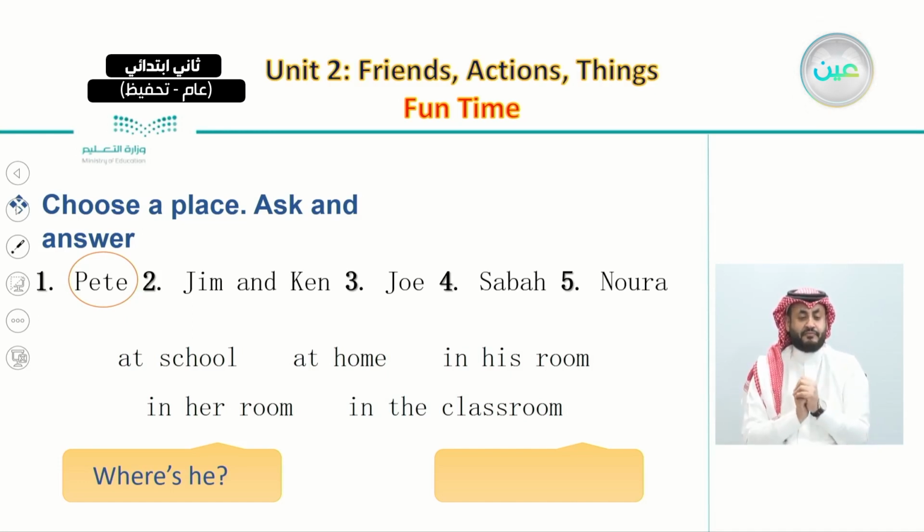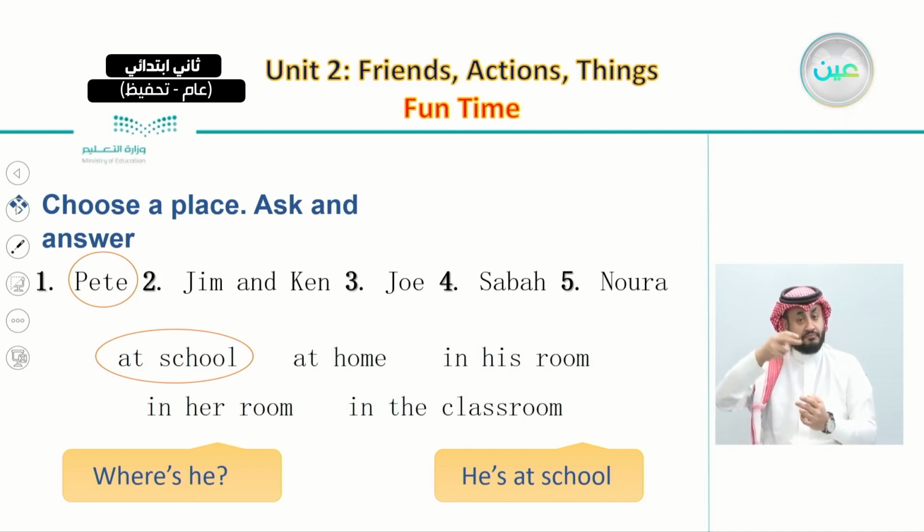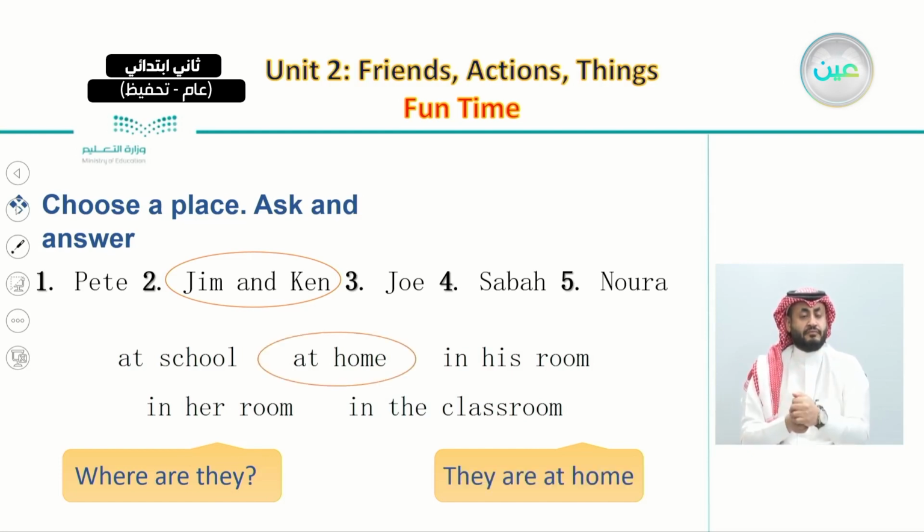So for example, for Beat, we had a question like, where is he? Where is Beat? We can say, he is at school. And here we use he because we're talking about Beat, one man. He is at school. Also for Jim and Ken, where are they? They, two of them, Jim and Ken. Where are they? The answer, they are at home.